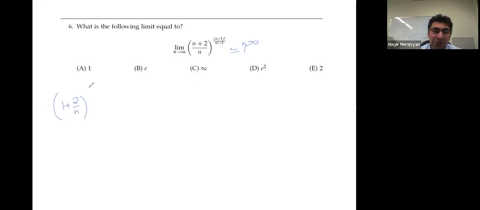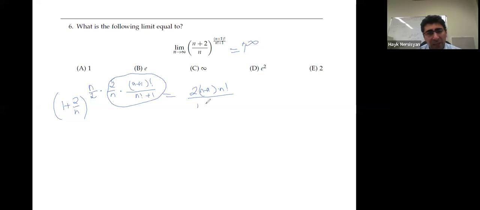So let's create here the n half term times 2 over n multiplied with (n plus 1) factorial divided by n factorial plus 1, and consider the limit of this part separately. So here we have 2 times, let me write (n plus 1) factorial as (n plus 1) times n factorial, divided by n times n factorial plus n. Could you say what is the limit of this expression? Only this power.